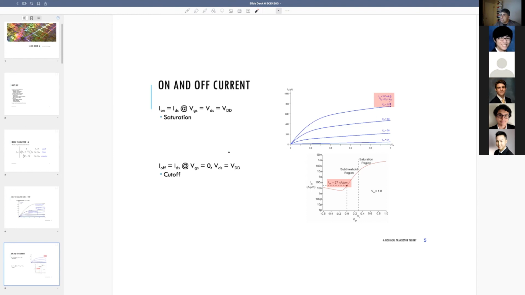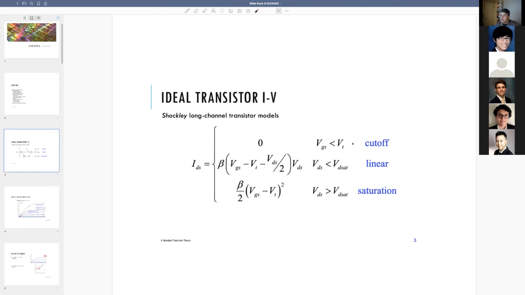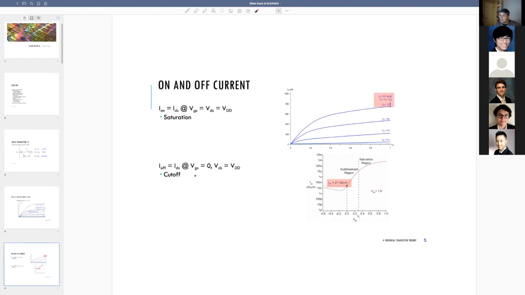Okay, so that's one. And then also when your device is off, we initially assumed in the cutoff region that there was absolutely zero current going through the device. But in a real device, you'll actually get some amount of current. It's a small number, but it's still a certain value. This is a zoom in, a log plot. The current is in the log domain, and the gate-source voltage is in the linear domain. So this is gate-source versus I sub D. This is drain-source versus I sub D.